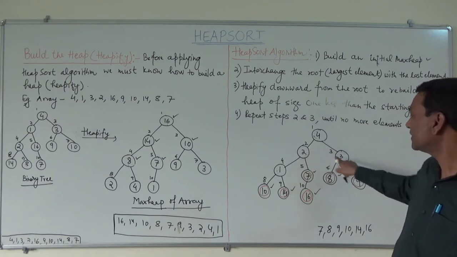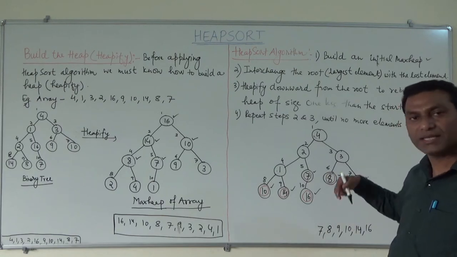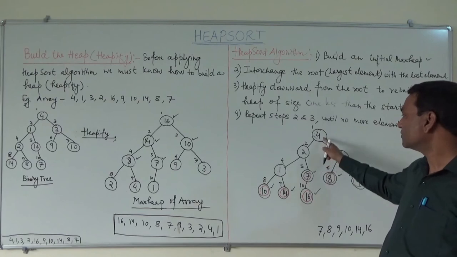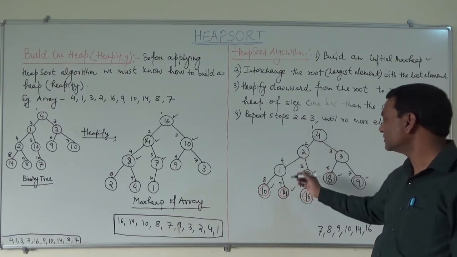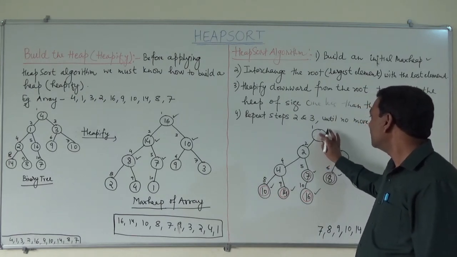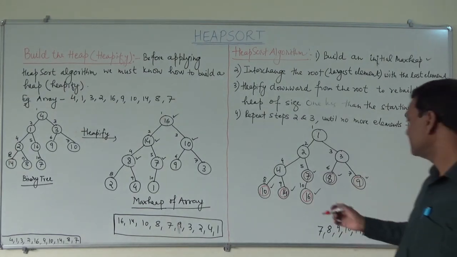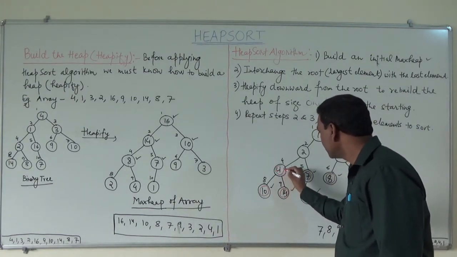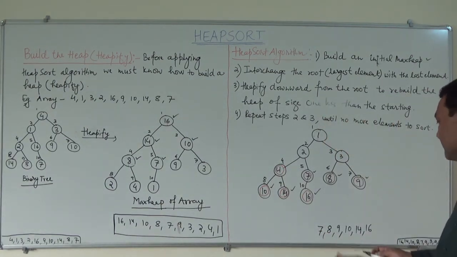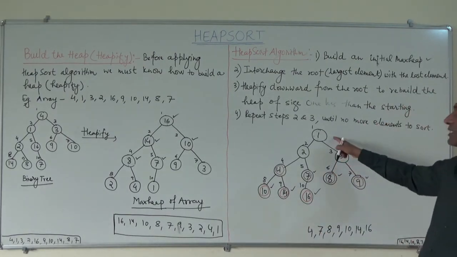Now we can check all the parents. This 4 is greater than 2 and 3 and 2 is greater than 1. It means this is the max heap. Now we can interchange the root with the last element. So 4 and 1 should be interchanged. So here this will be 4 and this will be 1. It means this 4 is sorted. So we can make it red. This 4 is sorted. So we can write it here. This is 4.